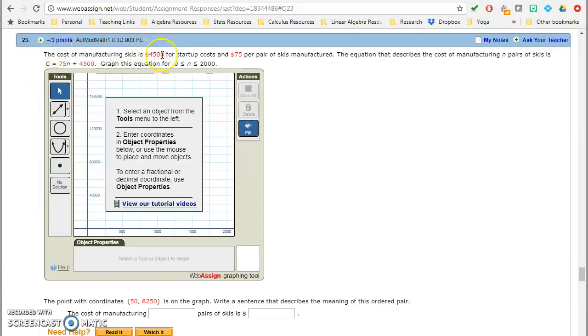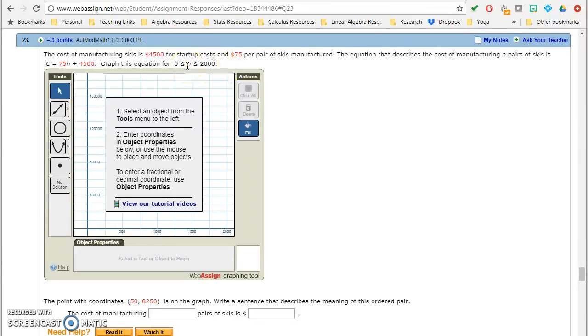They've given us a startup cost, which is our y-intercept, and a cost per pair, which is our slope, right? That's our rate we're paying. The equation describing this, they've actually given to us, which is very nice. Your values may be different because remember, everything in red does change from student to student. All right, so we want to graph this equation from 0 to 2000n inclusive.